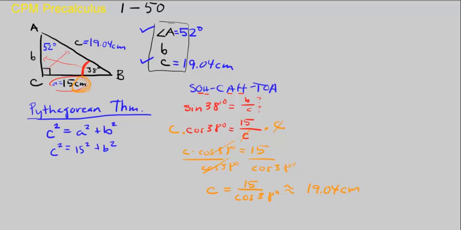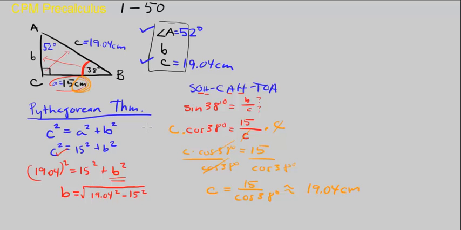In order to find side B, we could use the Pythagorean Theorem because we now know C, right? We could plug C in as 19.04 squared equals 15 squared plus B squared and solve for B. Subtract that from both sides. So that's one way of solving for B. B is going to be the square root of 19.04 squared minus 15 squared.